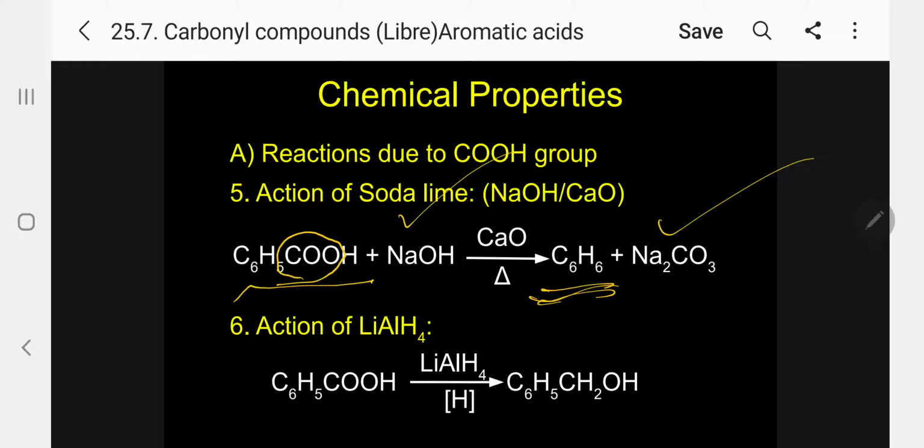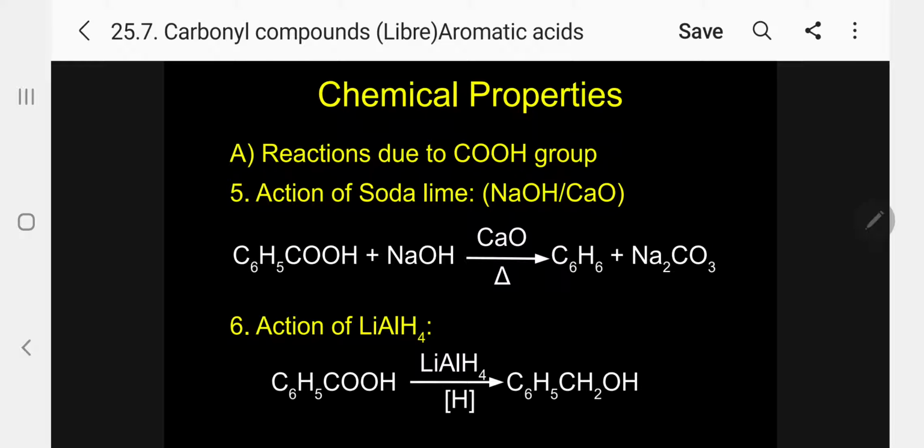This process is called decarboxylation by soda lime. Another most important reaction is the action of lithium aluminum hydride. That is a powerful reducing agent that converts acid into alcohol. Benzoic acid is converted into benzyl alcohol.